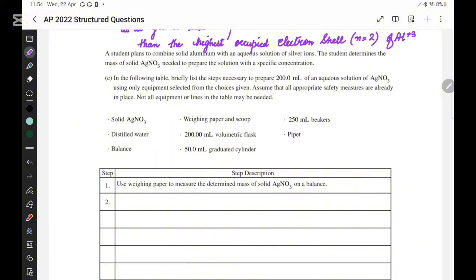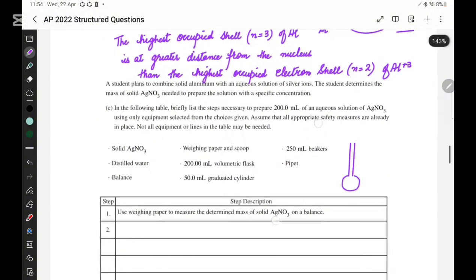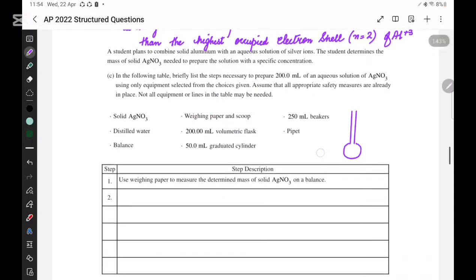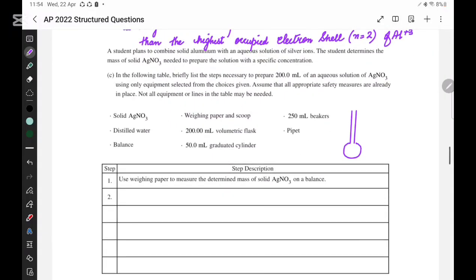Now, we have to write down the steps that are involved in making a solution. So first of all, we need to have the volumetric flask. This is a volumetric flask, and first they are saying use weighing paper to determine the mass of solid AgNO3 on a balance. So we have to measure the exact quantity of AgNO3 and put it on the balance.